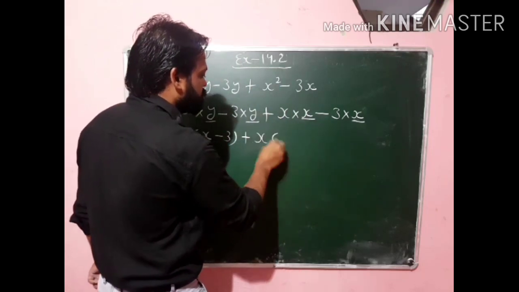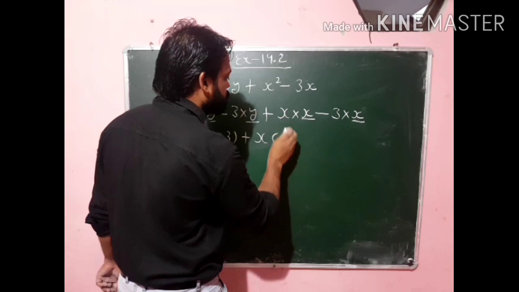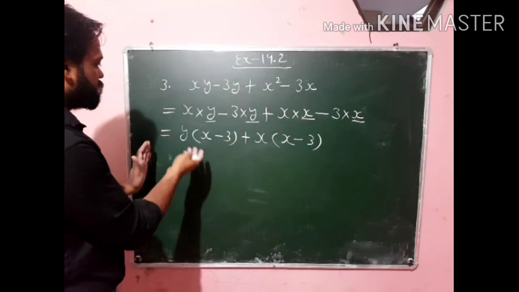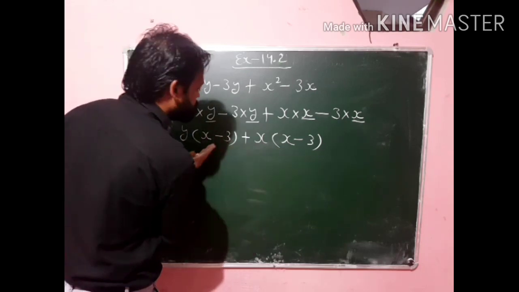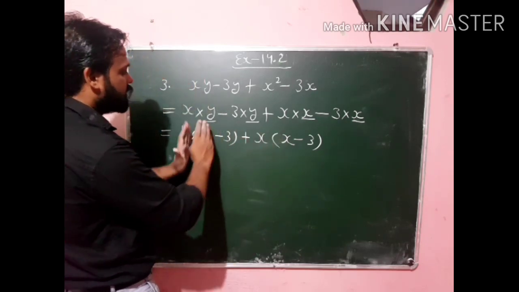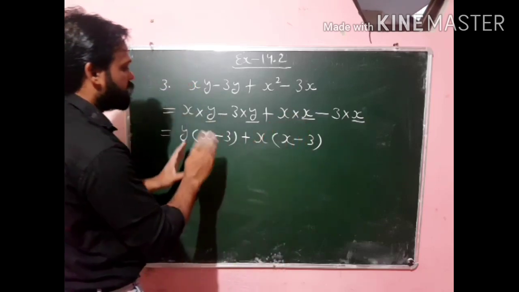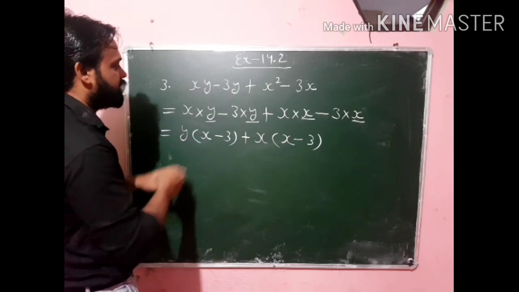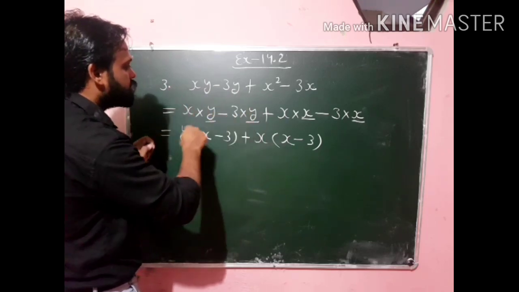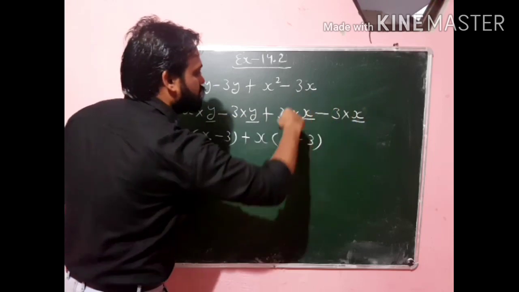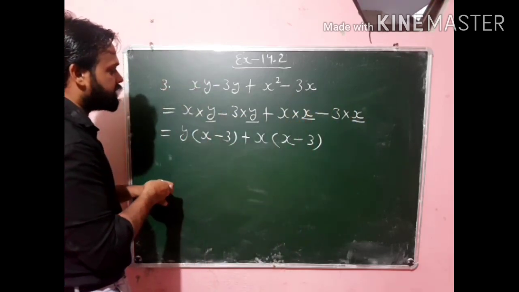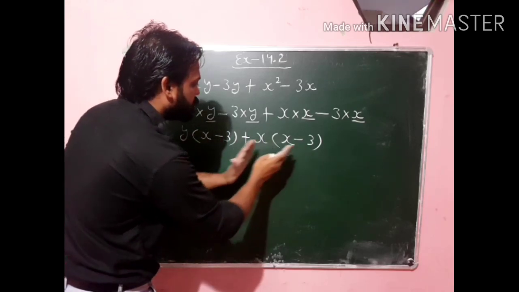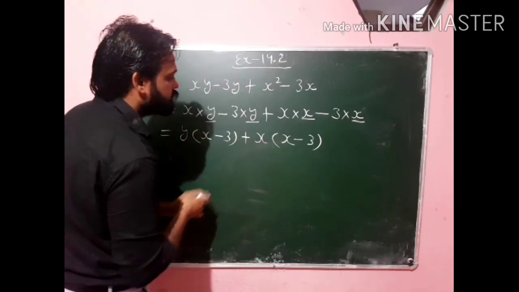x common outside of the bracket. How many terms are left inside? This is x and minus 3. So you can see in the second step when we solved, these two brackets are same. It is the condition that these two brackets should always be same when we take the common terms of each group outside of the bracket. It means when we are separately solving the first group and the second group, in the second step we must get these two brackets same.